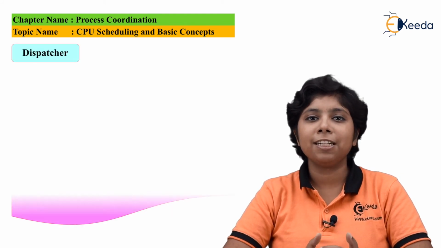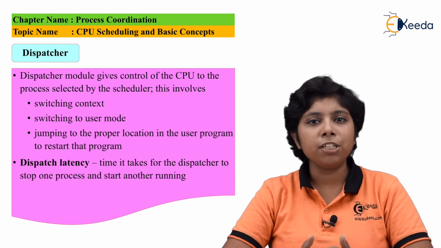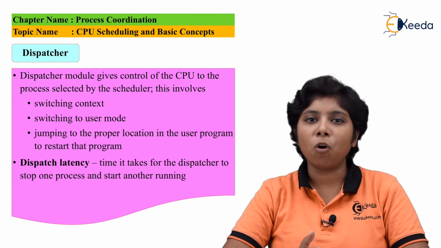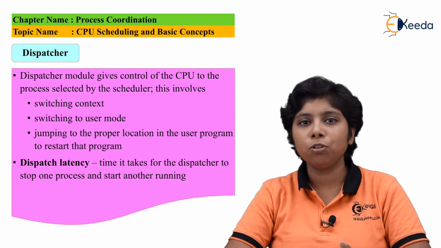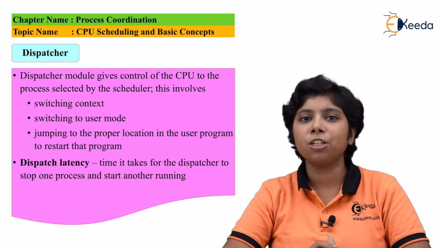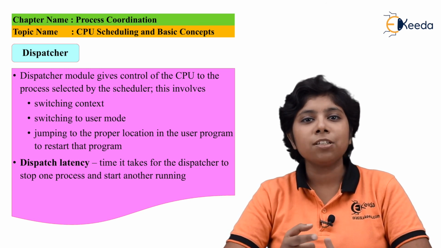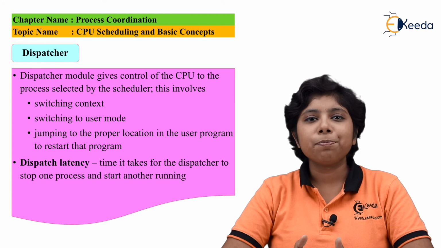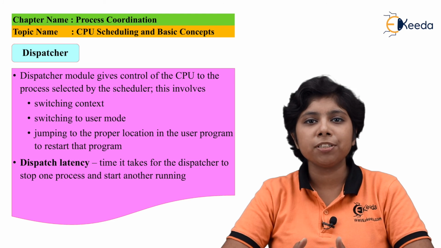The last concept is the dispatcher. The dispatcher allocates the CPU to the process from the ready state that is ready to be executed. It is a module used by the short-term scheduler to actually allocate the CPU to a process selected by the CPU scheduler. Now it provides three functions. It switches the context, it switches to user mode, and it also jumps to a section of code that will restart the program.